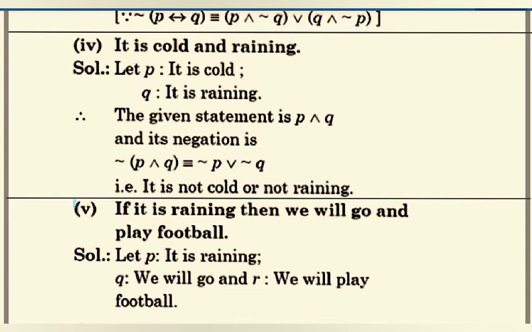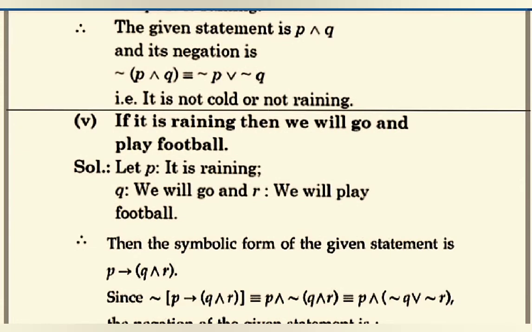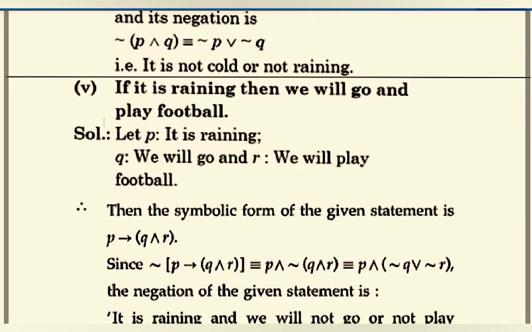Next, fifth number: if it is raining then we will go and play football. See this statement. In this statement there are three statements. First statement is, write down the solution. The first statement P is it is raining, and the Q statement is we will go, and the R statement is we will play football. There are three statements, and write its negation.